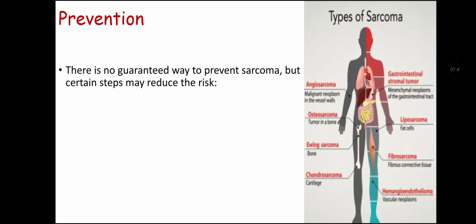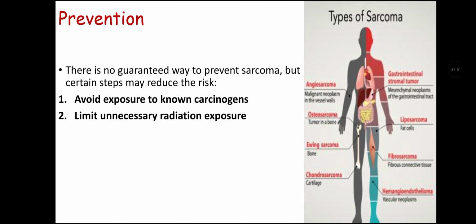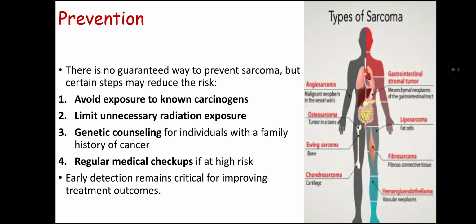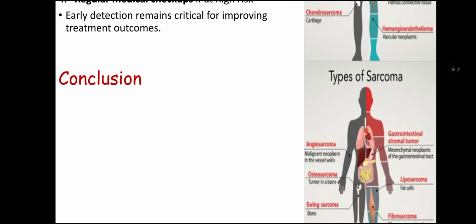Prevention of sarcomas. There is no guaranteed way to prevent sarcoma, but certain steps may reduce the risk. First, by avoiding exposure to carcinogens. Second, limiting unnecessary radiation exposure can help prevent sarcoma. Third, genetic counseling for individuals with a family history of cancer. Fourth, regular medical checkups if at high risk. Early detection remains critical for improving treatment outcomes, especially for sarcoma.